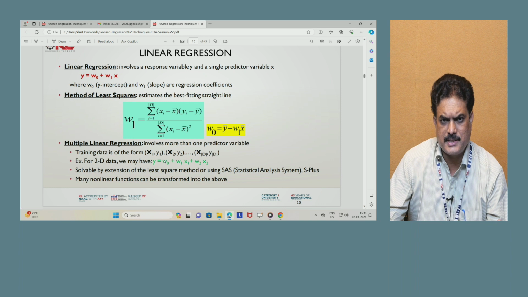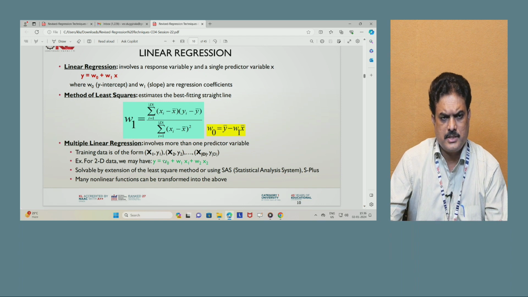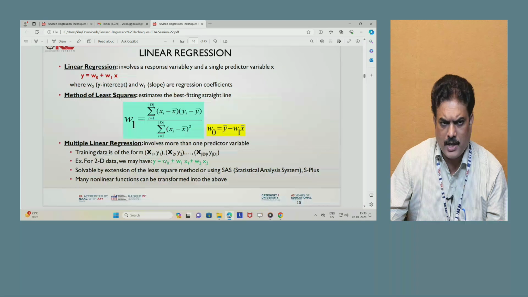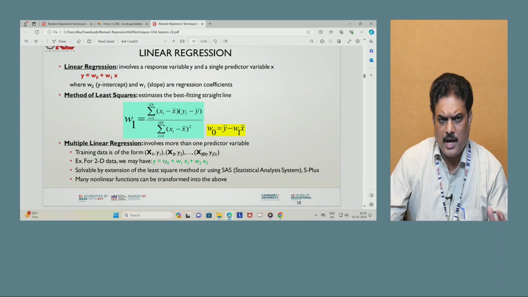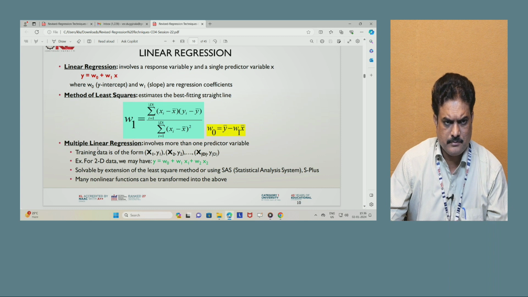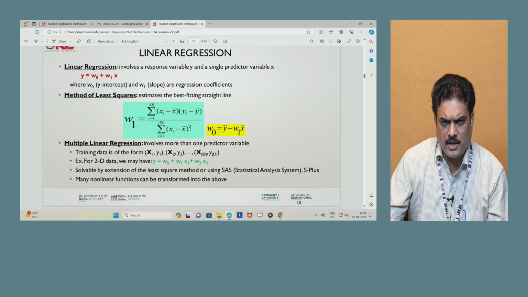Linear regression involves a response variable y and a single predictor variable x, that is y is equal to w0 plus w1 x, where w0 is the y-intercept and w1 is the slope of the regression; these are the coefficients. Method of least squares: estimate the best fitting straight line. w1 is equal to the sum over i equal to 1 to |D| of (xi minus x bar)(yi minus y bar) divided by the sum over i equal to 1 to |D| of (xi minus x bar) whole square.